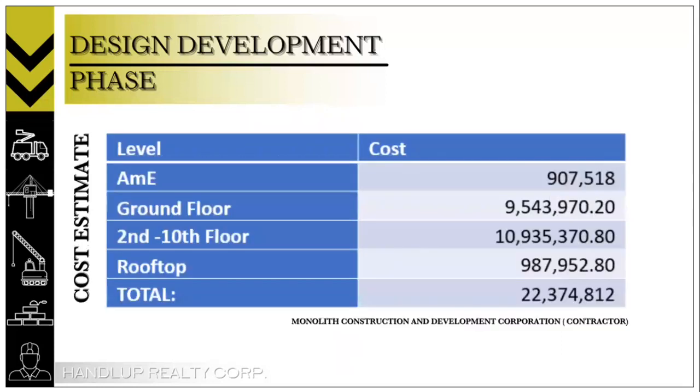Lastly, the company will hire a contractor to estimate the materials needed to build the said building. The company has chosen Monolith Construction and Development Corporation as its contractor. The estimated cost computed was 22,374,812 pesos.